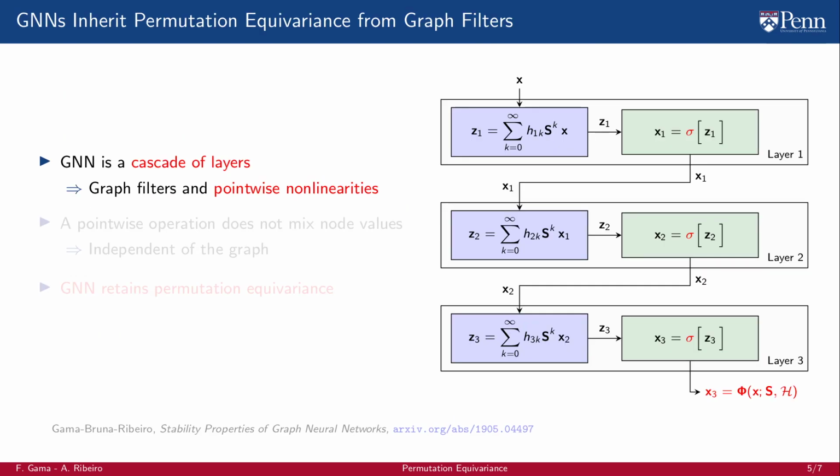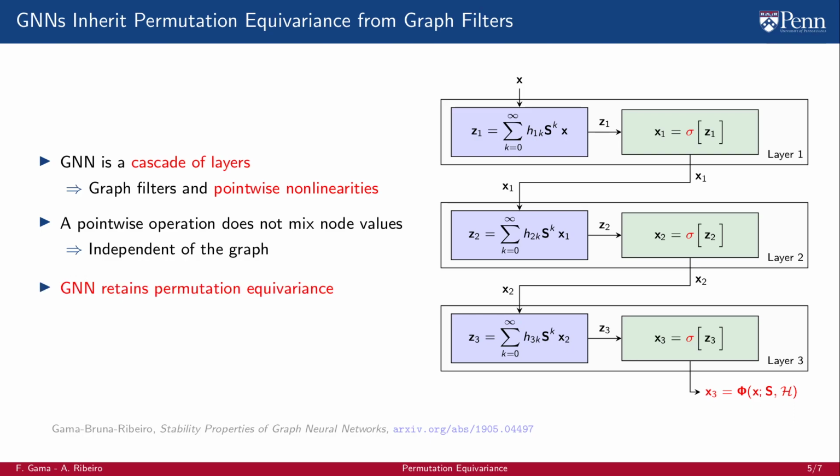Now, that was the proof that graph convolutions are permutation equivariant. What about GNNs? Let's start by recalling that to get from a graph convolution to a GNN, we need to apply pointwise nonlinearities to the output of the graph filter and repeat in cascade. We do know that the graph convolution part is permutation equivariant. But we also know that the pointwise operation is, well, pointwise, and thus it does not mix node values, so it is independent of the graph. Therefore, it must be the case that the GNN retains the permutation equivariance property.